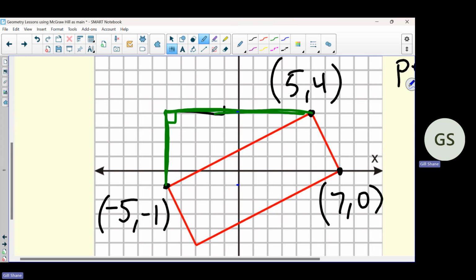Now you do the same exact process, but only for the other two coordinates, the 5 minus 7. Because we need all four sides, right? You have these two, right? You need these two. We need perimeter. We're not doing area, we need perimeter.